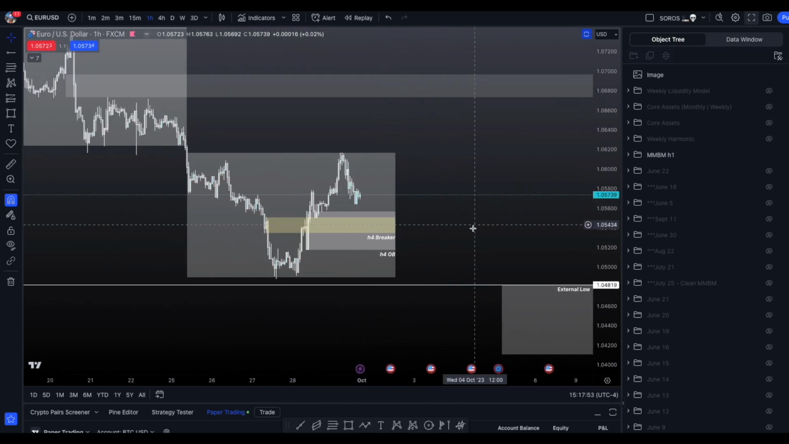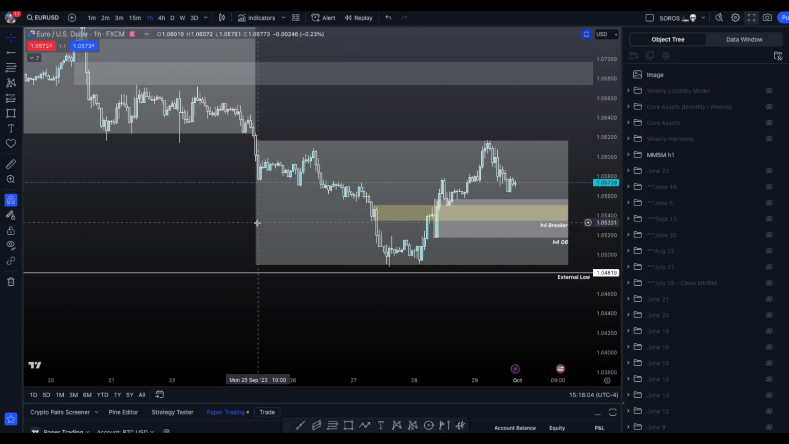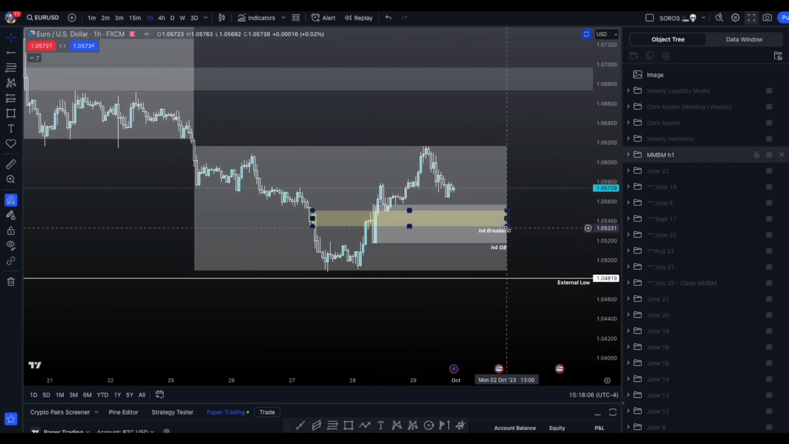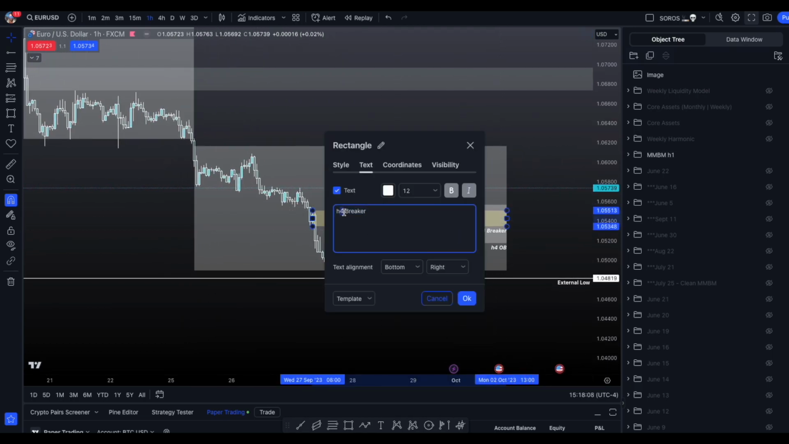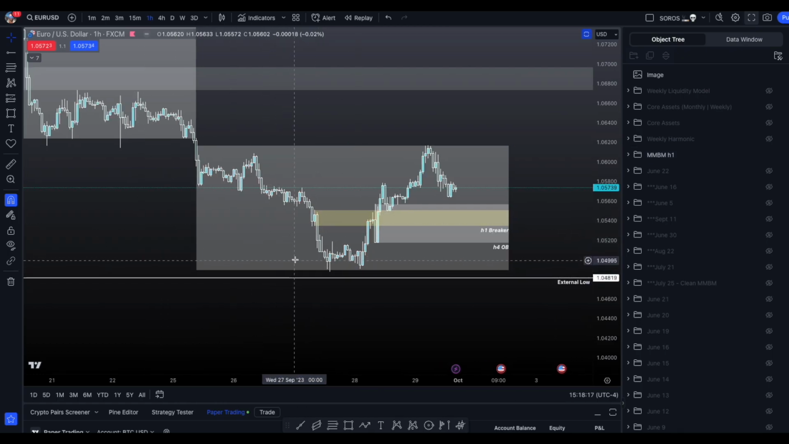So my invalidation for this market maker model would be if price came back into this H1 breaker. I don't know why I said H4, but that's an H1 breaker. That's basically a previous bearish order block that broke down. It didn't take liquidity, so I'd call it more like a supply zone that got violated here.